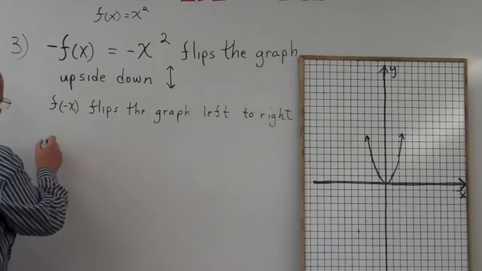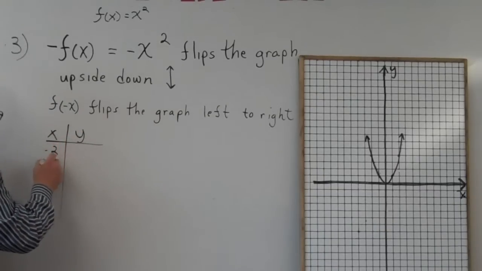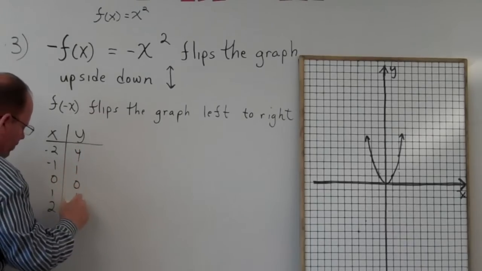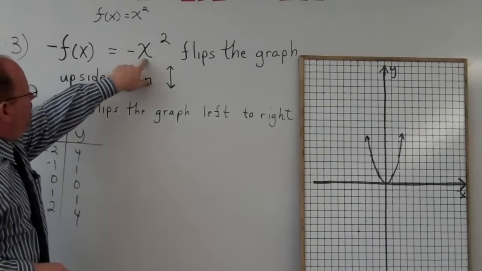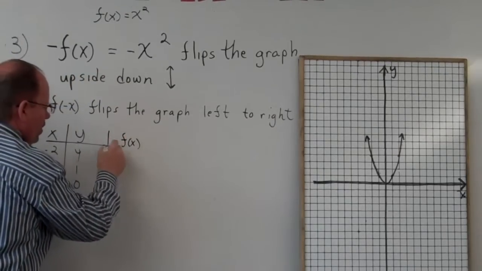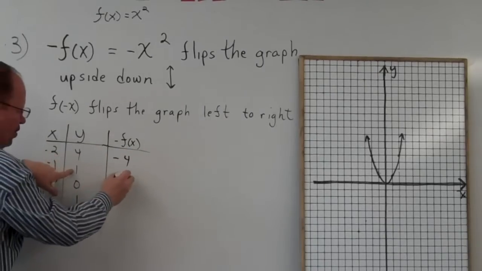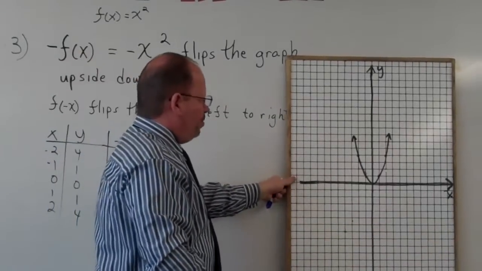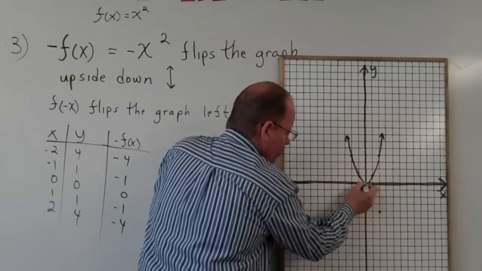Okay, so if we were to take that table for x squared, the one that we began with, 4, 1, 0, 1, 4, well, if it was negative x squared instead, here's x squared. Well, negative x squared would be negative 4, negative 1, 0, negative 1, negative 4. And if we plotted these points, you can see it would flip this graph upside down.